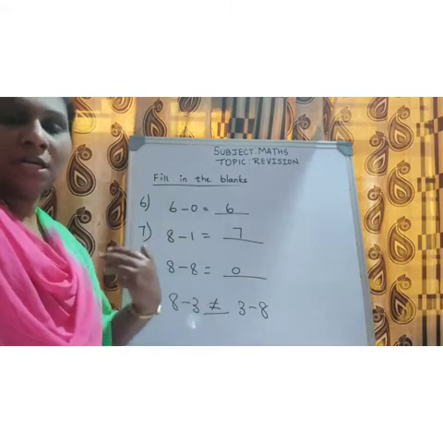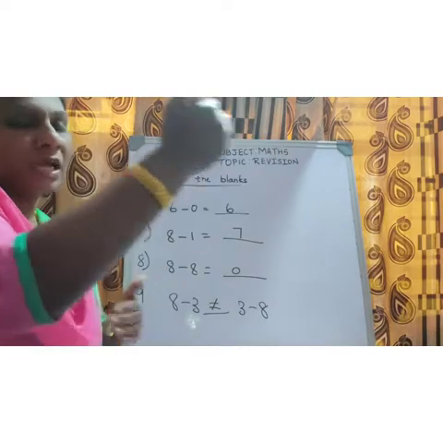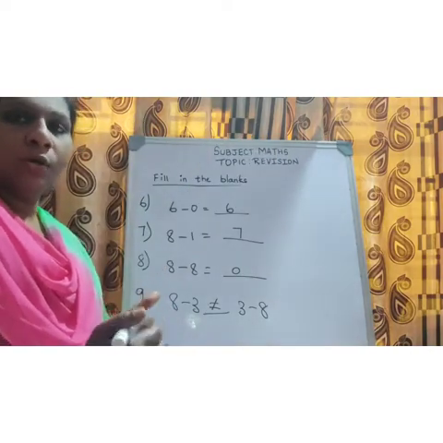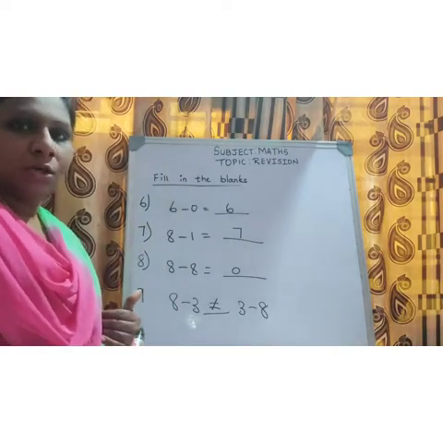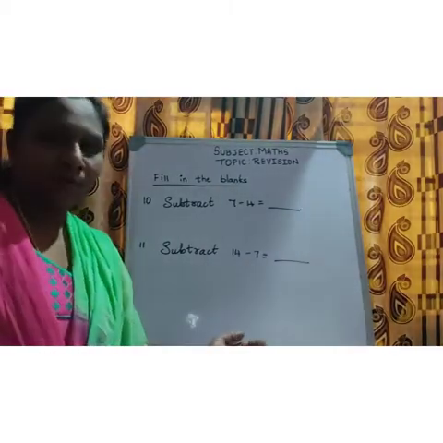We cannot change the order of the numbers. It should be in this order only. The first number should be big and the second number should be small. Then only we can subtract. Okay, understood? So now we will subtract, children.